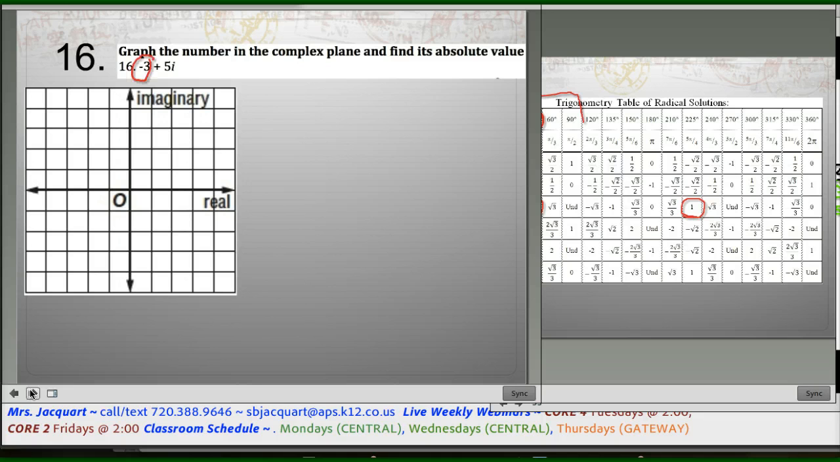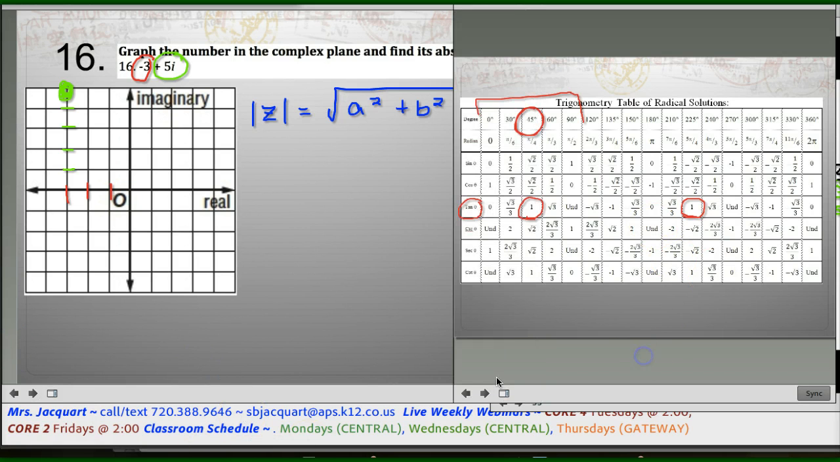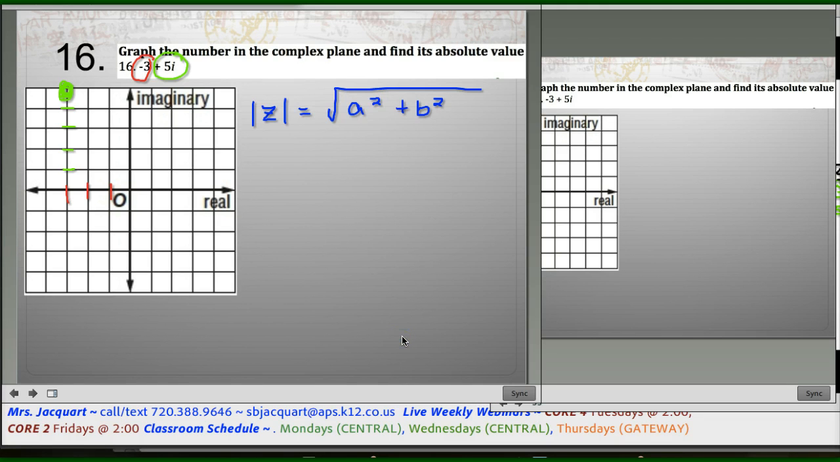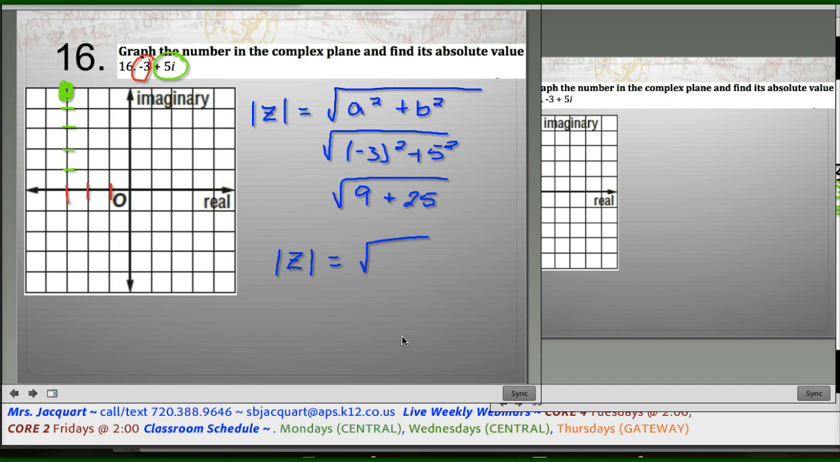Okay, number 16, easy-ish, easy peasy. This is on your real axis, so we're going to go 1, 2, 3. To your imaginary axis, 1, 2, 3, 4, 5. So there's the graph of it. Now we have to find the absolute value of it. So the absolute value of our imaginary number is the square root of a squared plus b squared. I don't know if I have that in my little notes thing. I don't, so it's fine. Square root of negative 3 squared. Remember, when you square negative numbers, they always turn out positive. Square root of 9 plus 25. So absolute value equals the square root of 34.